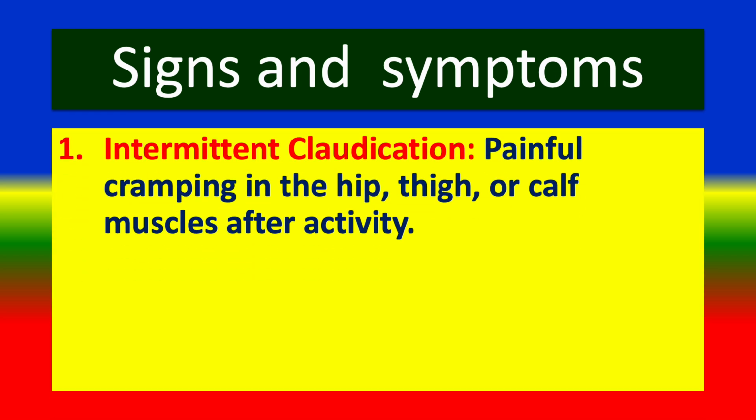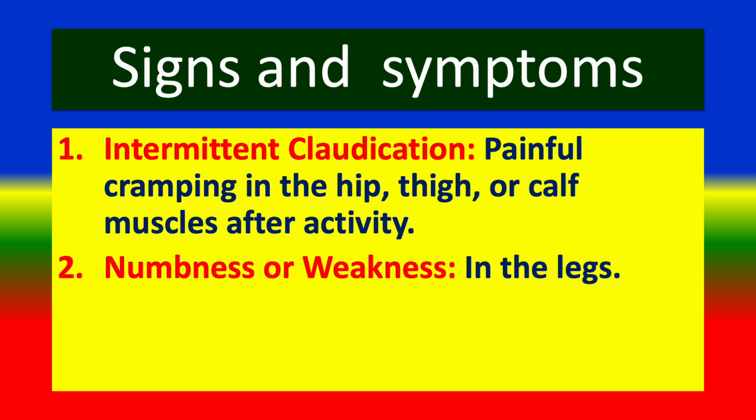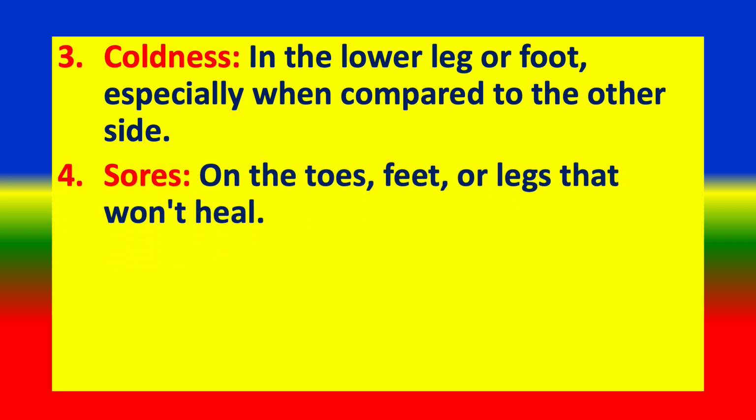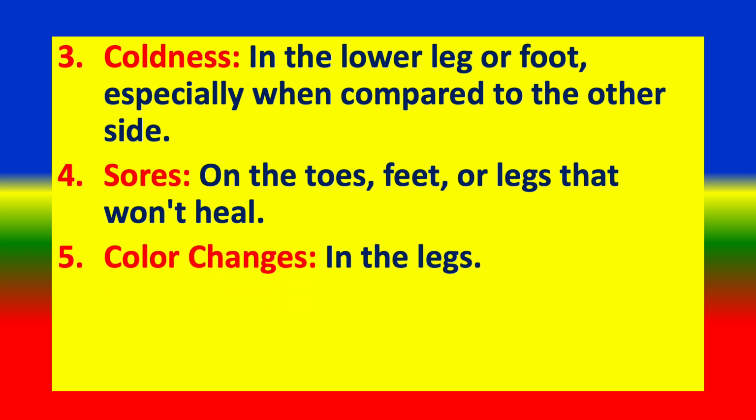Signs and symptoms. 1. Intermittent claudication, painful cramping in the hip, thigh, or calf muscles after activity. 2. Numbness or weakness in the legs. 3. Coldness in the lower leg or foot, especially when compared to the other side. 4. Sores on the toes, feet, legs that would not heal. 5. Color change in the legs.